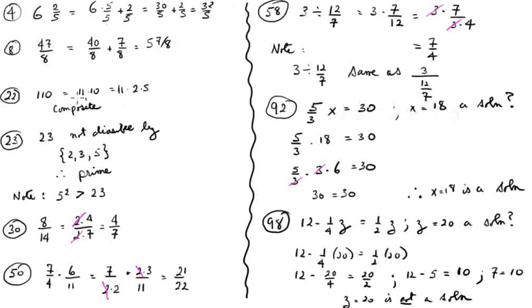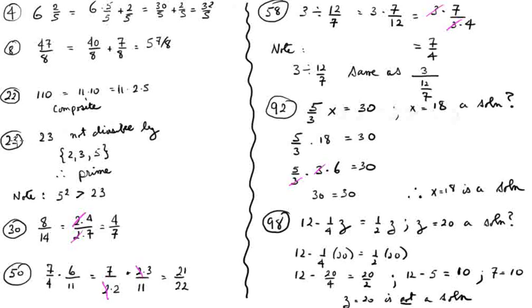Number 22 asks whether 110 is composite. Well, we know immediately it is, because 110 is 11 times 10. And since it's expressible as a product of two whole numbers, neither one of which is 1 or the original number, it's composite. 10 can be factored down into 2 times 5, and so the full factorization is 11 times 2 times 5.